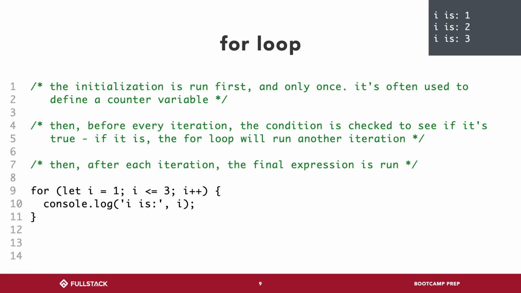All right. You see we have let I equal 1, loop until I is less than or equal to 3, and then I++ at the end of each iteration. So we get console log I is this. I is 1, I is 2, I is 3. Is everyone okay with this?